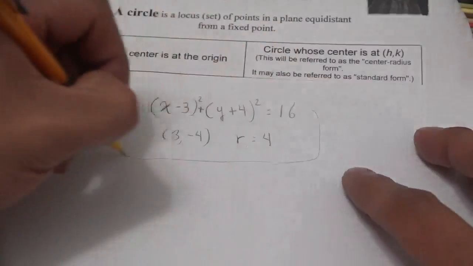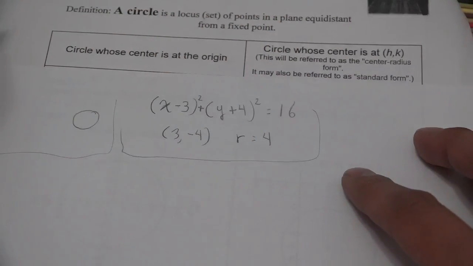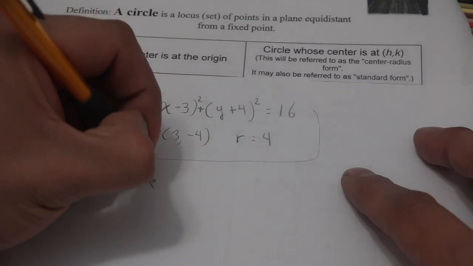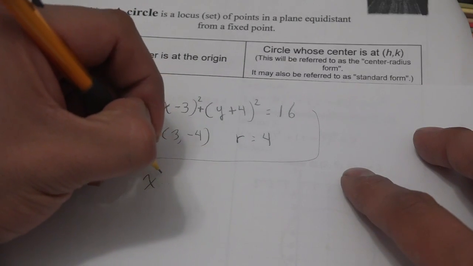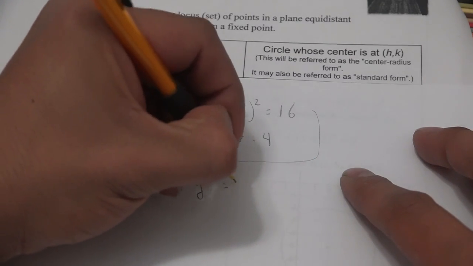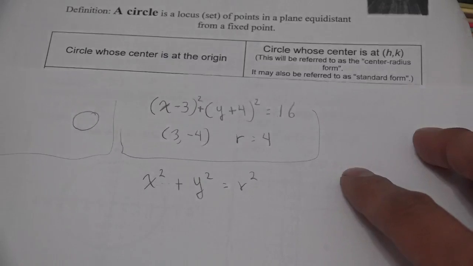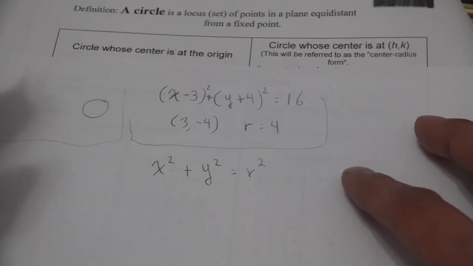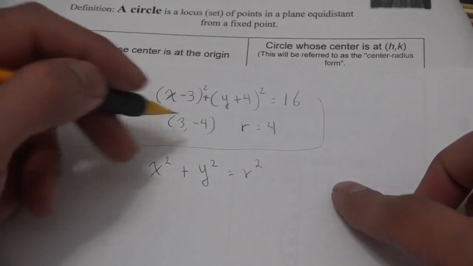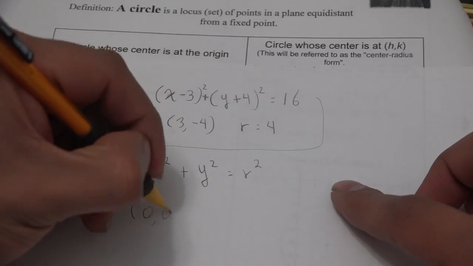Okay, the equation of a circle in center form is x squared plus y squared equals r squared. Sounds familiar? Yes, Pythagoras theorem, but we're talking about the circle right now. Now, what is the center of this circle? The center, my friends, will be 0, 0.